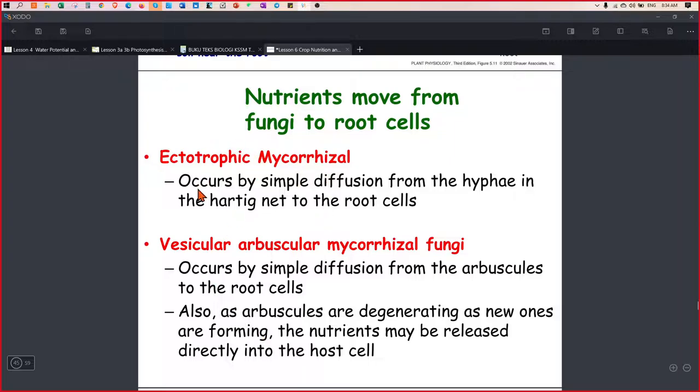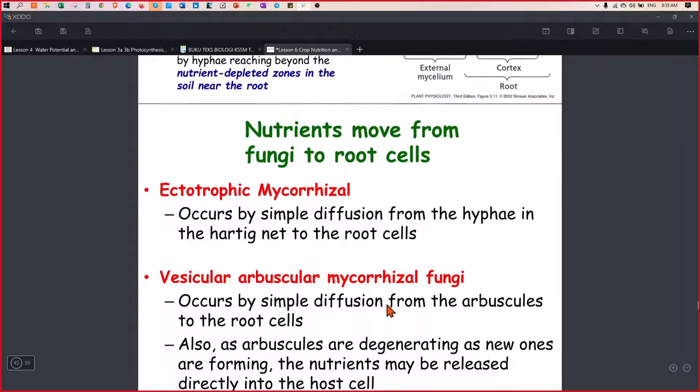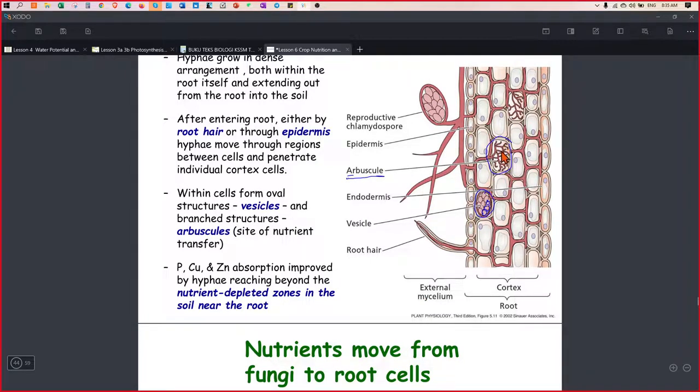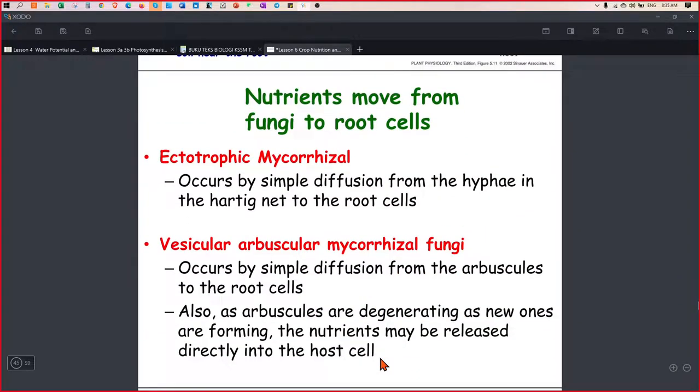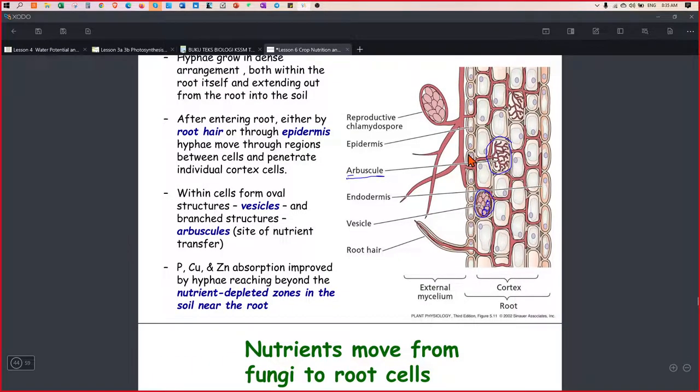All right, so for ectotrophic, the hyphae form the Hartig net around the root cells. For the vesicular arbuscular mycorrhiza, you have the same as the ectotrophic mycorrhiza, and also the arbuscules degenerate as new ones are forming, so the nutrients are released into the host cell. So this structure here is not going to be in here forever. When they degenerate or degrade, the nutrients are going to be released into the cells. Whose cells? The root cells, the cortex cells, and this can be absorbed by the root.